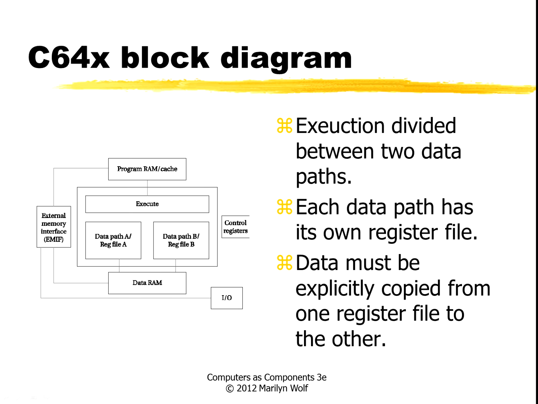Here's a block diagram of the C64x. You can see the 2 data paths here, A and B. Each data path has its own register file. Then it has a large execution unit. It has a data RAM and program RAM that are separate. It has a set of control registers that control all the execution on all the data paths.